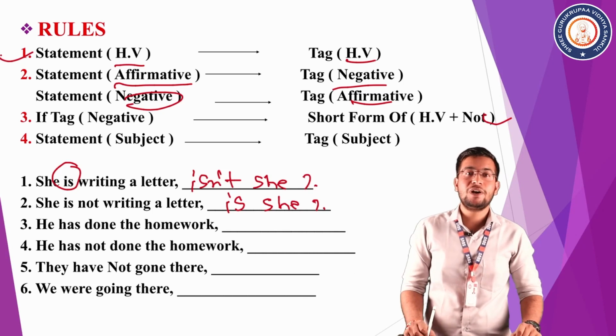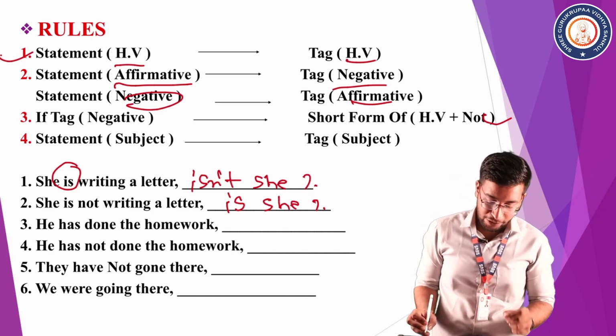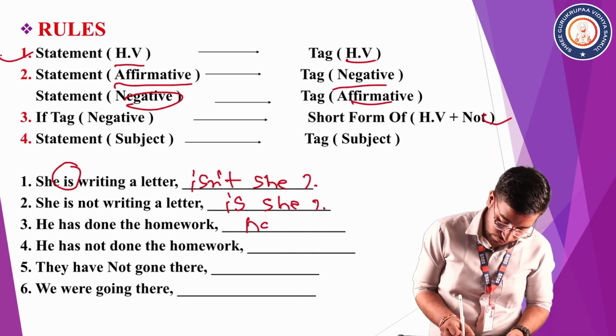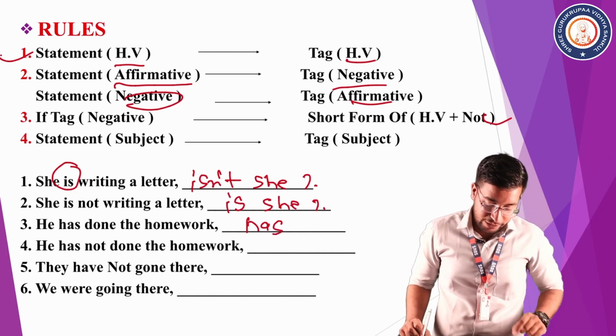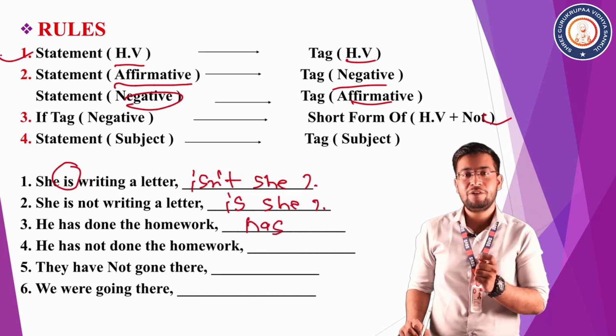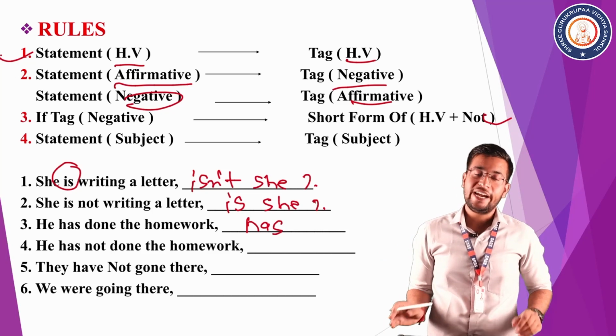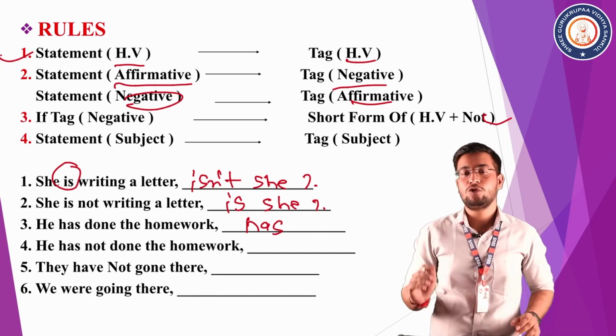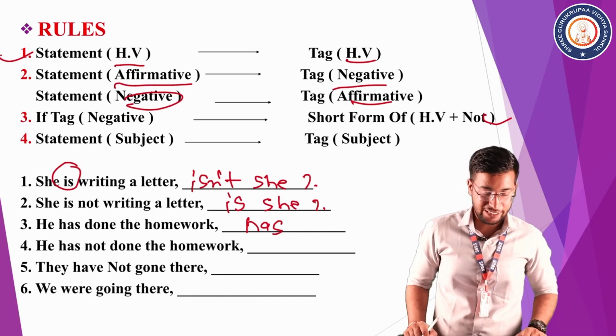So in this example, has is our helping verb. Yes. And then our rule number two says if the statement is affirmative, then we have to make it negative, and if the statement is negative, then we have to make it affirmative. I think it is clear to you.